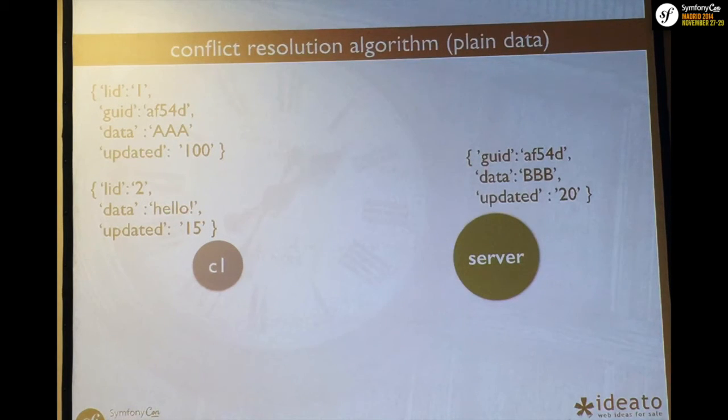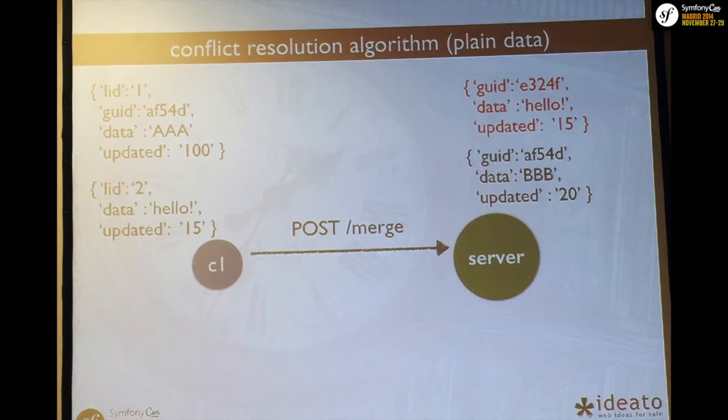One of the records on the mobile client was already synchronized. So what happens when we try to merge these changes? Okay, a merge request is issued, and what happens? The first record, the one with local identifier 2, is not present on the server, so it is just added and we're done.